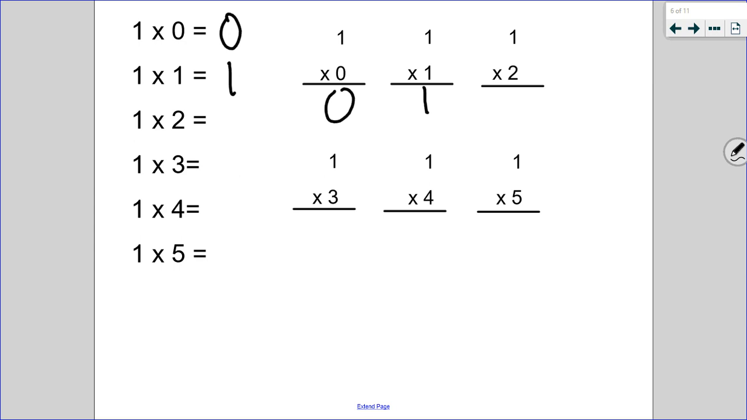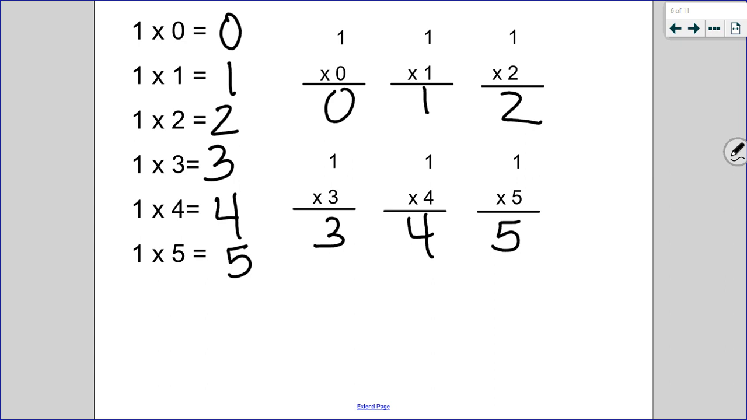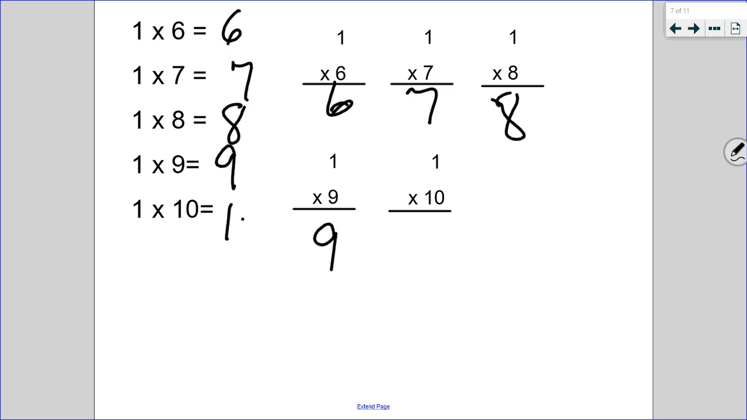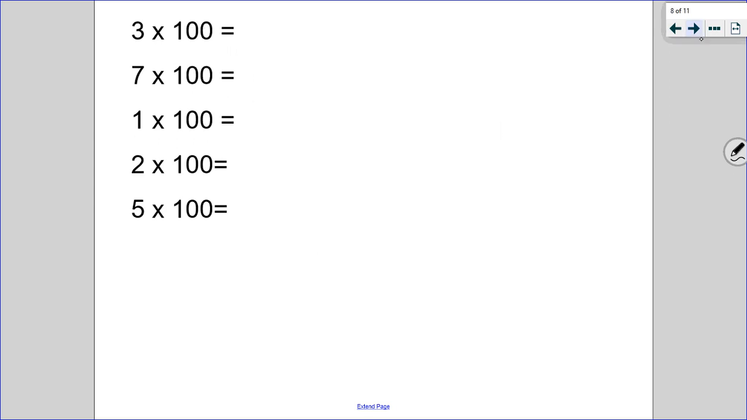How about 1 times 2 equals 2? 1 times 3 equals 3. 1 times 4 equals 4. And 1 times 5 equals 5. Let's keep going. 1 times 6 equals 6. 1 times 7 equals 7. 1 times 8 equals 8. 1 times 9 equals 9. 1 times 10 equals 10. Aren't we glad that's easy?